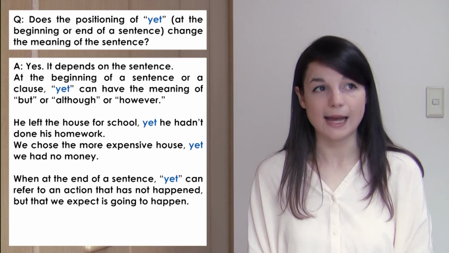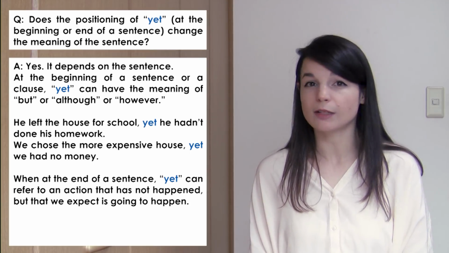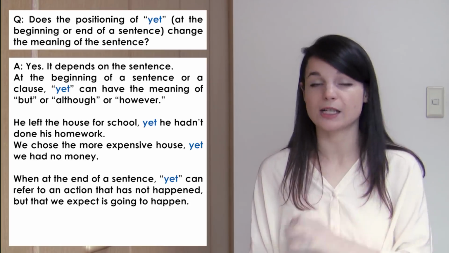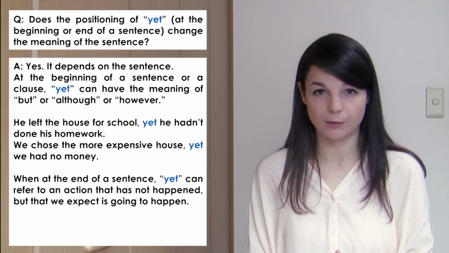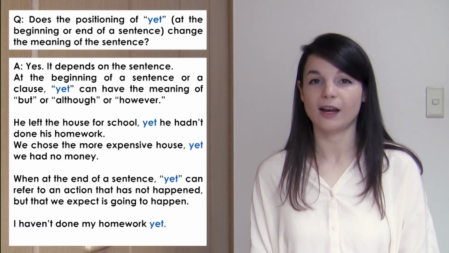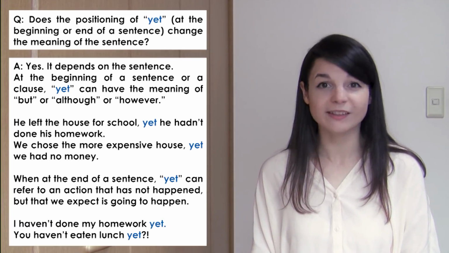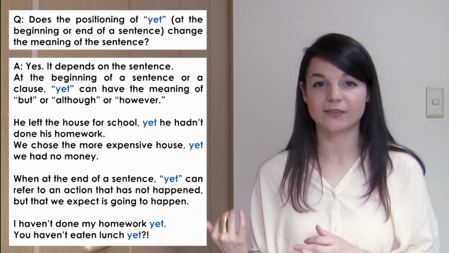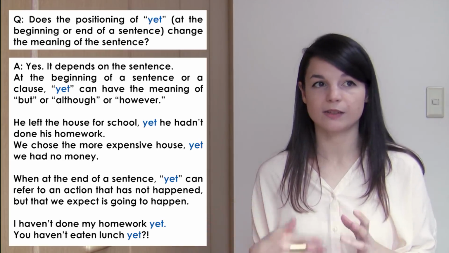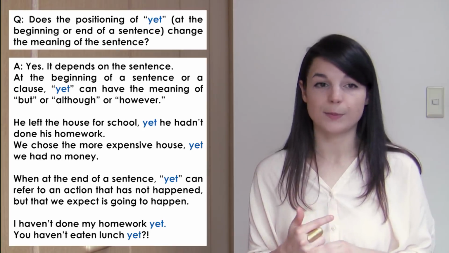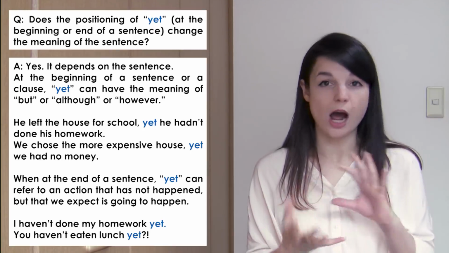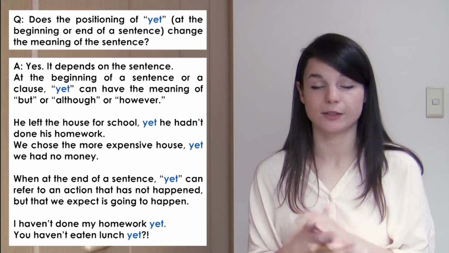When we put yet at the end of a sentence, it often means an action that has not been completed, but that we expect is going to be completed or should be completed. I haven't done my homework yet. You haven't eaten lunch yet? When we put yet at the end of that sentence, like I just did, that means something that hasn't happened, but we expect to happen. In the first set of examples, it's referring to a however, a but sort of meaning.